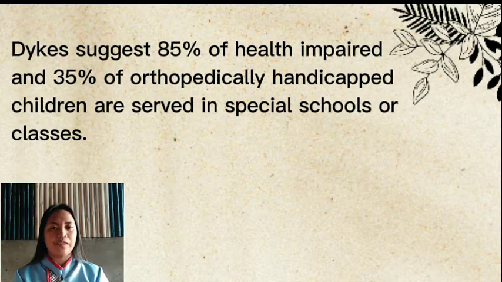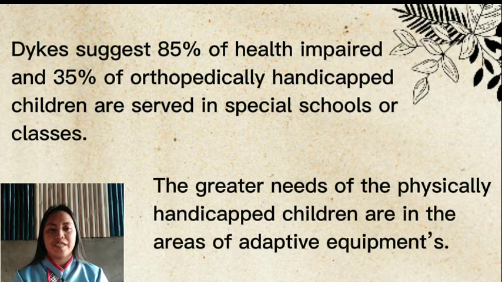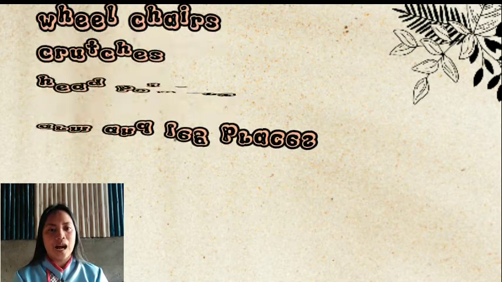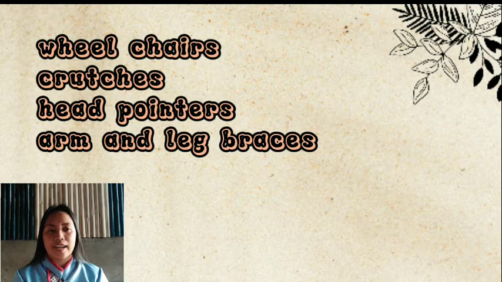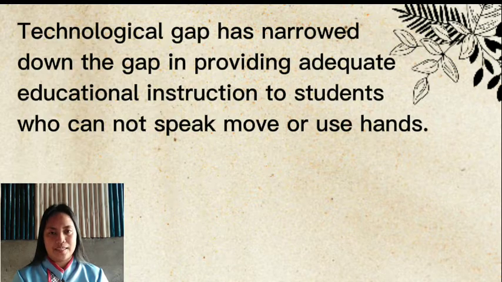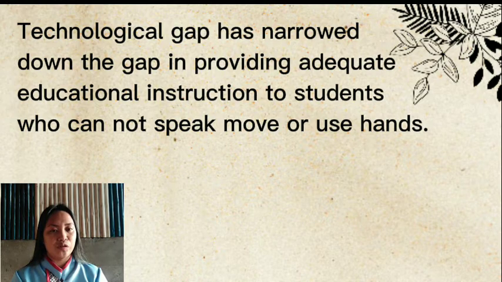Dykes suggests 85% of health impaired and 35% of orthopedically handicapped children are served in special schools or classes. Often their needs vary. The greater needs of the physically handicapped children are in the areas of adaptive equipment. Often, they require wheelchairs, crutches, head pointers, arm and leg braces. Technology has narrowed the gap in providing adequate educational instruction to students who cannot speak, move, or use hands.